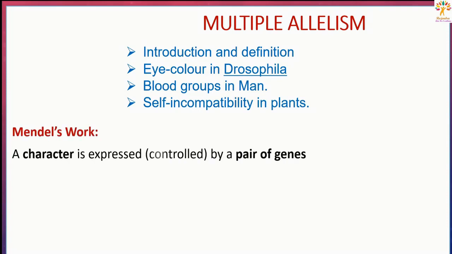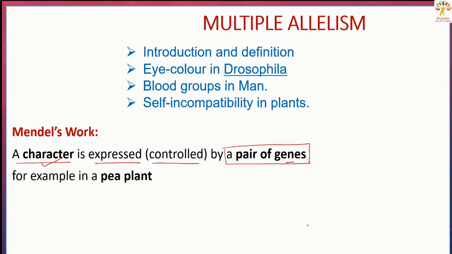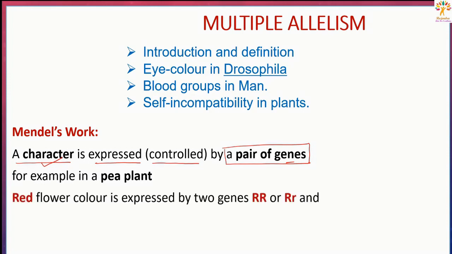In his work, he expressed that a character is controlled or governed by a pair of genes. Means for a single character there are two genes, and he has taken his favorite example of pea plants. In that pea plant, he found two colors, red colored flowers and white colored flowers.